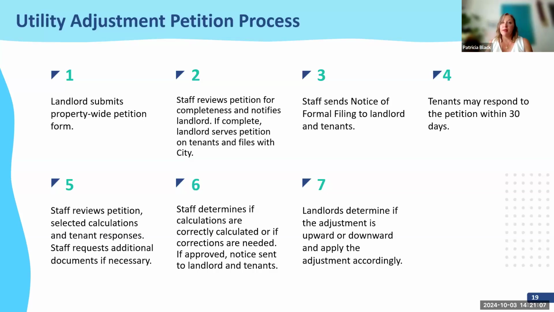They have 30 days to respond to the petition. After that, we review the petition and selected calculations and tenant responses. And then if there are any questions that we have, we're going to reach out to the property owner or to the tenant, follow up. And if not, then the process is done. We send out a notice of final determination that states what the increases are. And then you, the property owner, will determine if the adjustment is an upward or downward adjustment and apply it accordingly. There are steps clarifying that process. That is what was just reviewed by the Rental Housing Committee, and I am going to have details on that coming up.